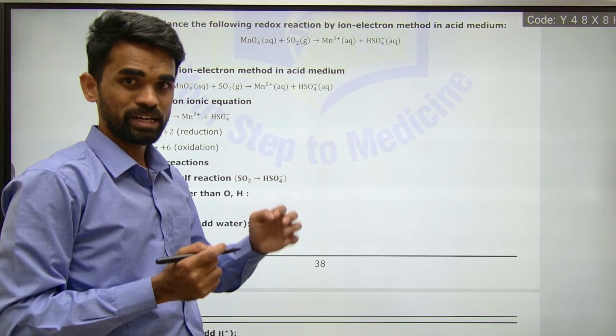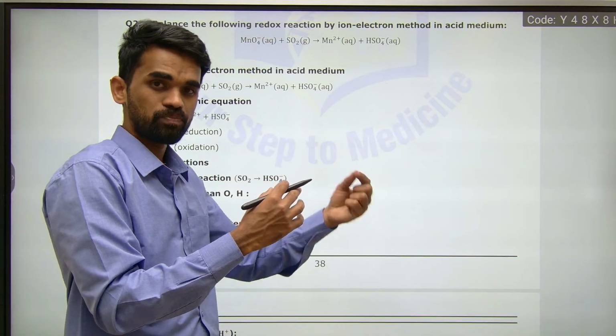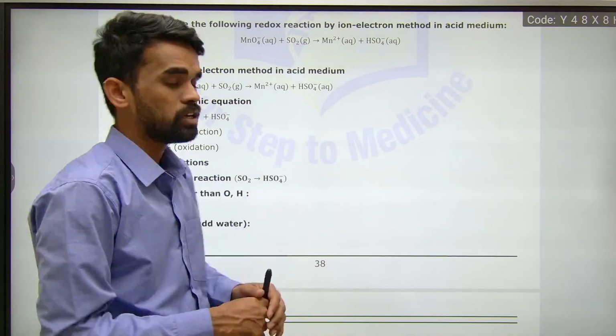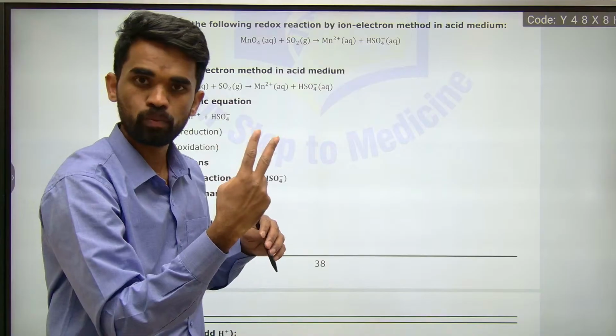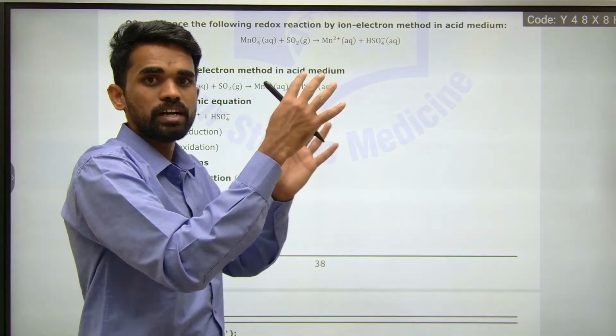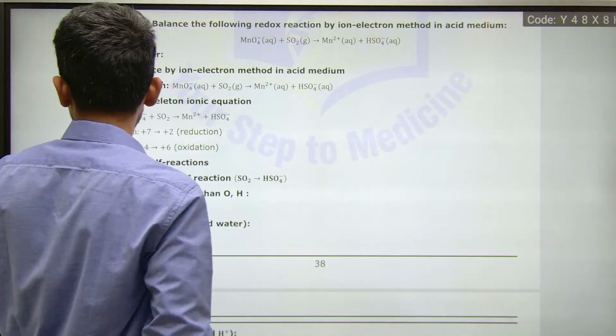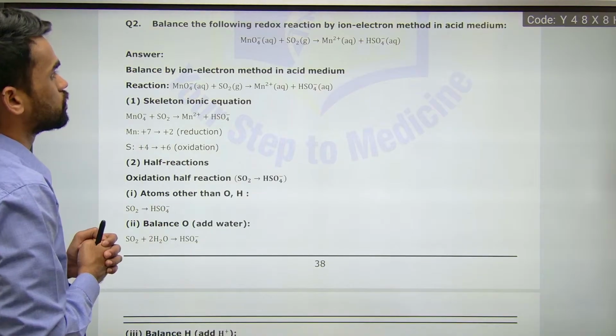Now second point, assign the oxidation states for the species undergoing oxidation and reduction. This is the second point. Now write the equation and assign their oxidation state. So 2 points over. Next, identify the oxidation half, reduction half. Now tell me, what is the species undergoing oxidation and reduction here?